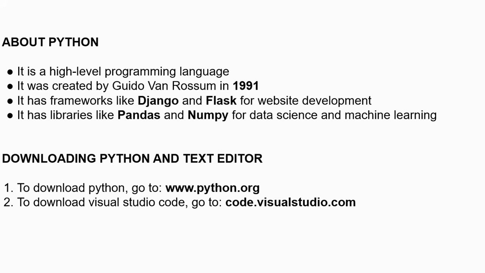So you go to python.org and download Python software. After that, you install. After installing your Python software on your computer, then you go to code.visualstudio.com and download your Visual Studio Code text editor, which we will use in this course.